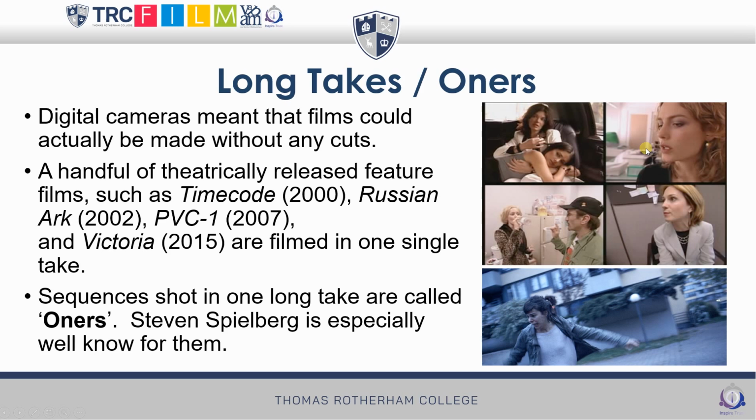Incredible achievement. There was a really great film by Alexander Sokurov called Russian Ark, made in 2002, where the camera roams around the Hermitage Museum in St. Petersburg. That is visually spectacular. How they pulled that off, I do not know. It took them 4 attempts to get it right. Something called PVC-1, which I've never seen before. And then there's this film from 2015 called Victoria.